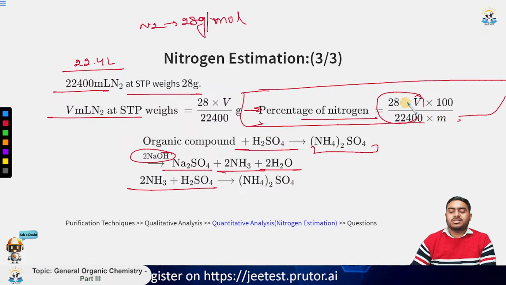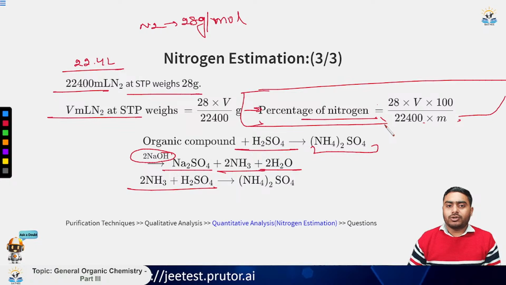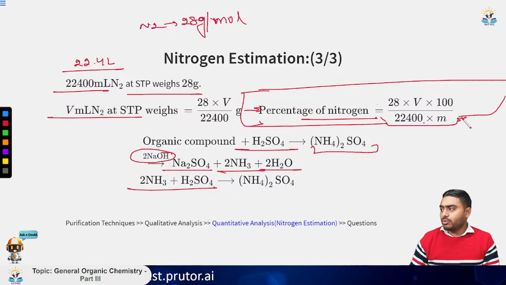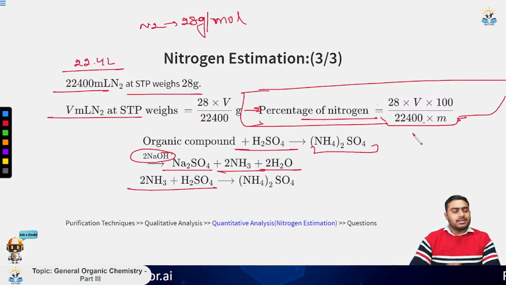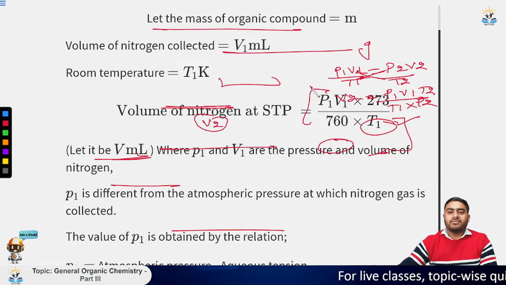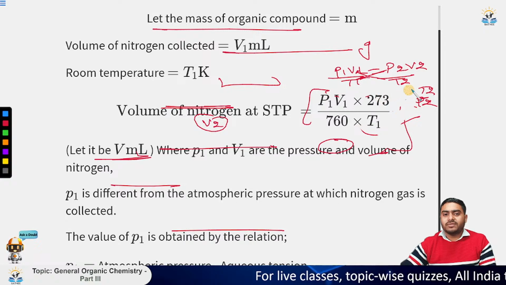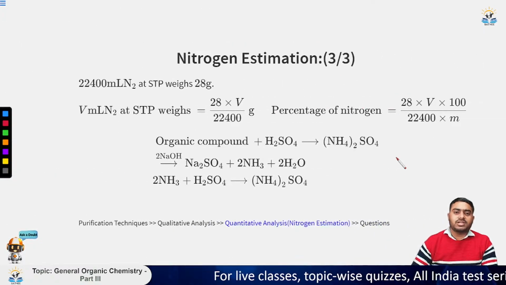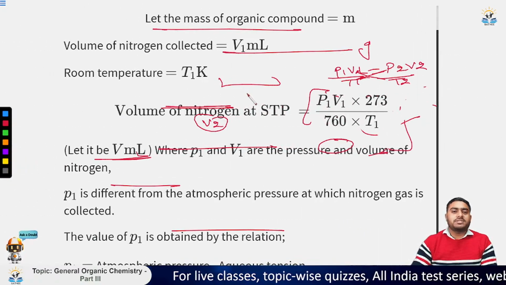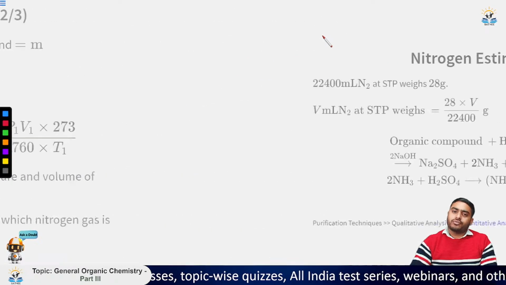You can see this formula is 28 into V divided by 22,400 into m. So 22,400 is a constant number, 28 is a constant number. V is what? You know very well, V is the volume of nitrogen at STP. You can calculate it using this formula, P1 V1 into 273 divided by 760 into T1. I hope this is clear. And divided by m, and m is what? Small m is the mass of organic compound.